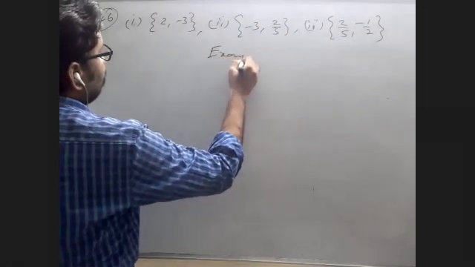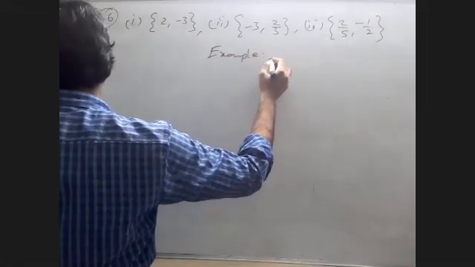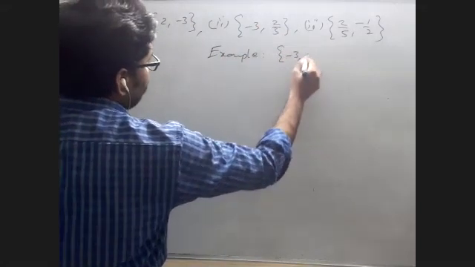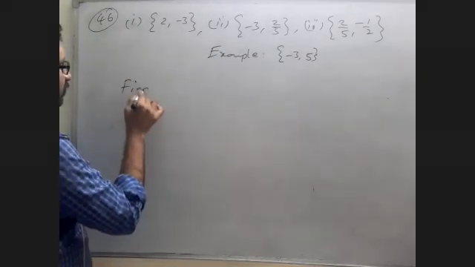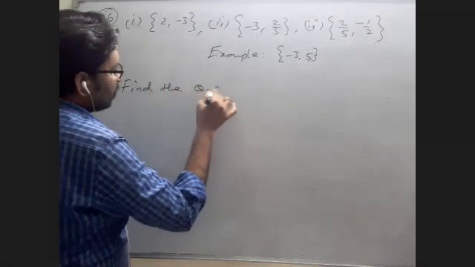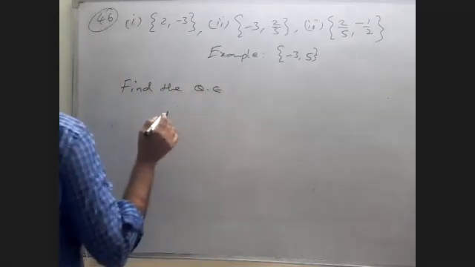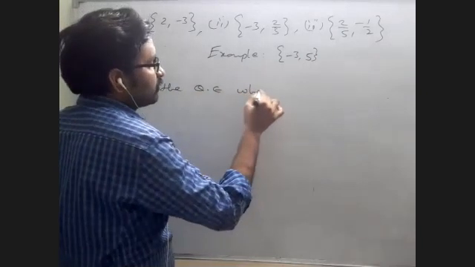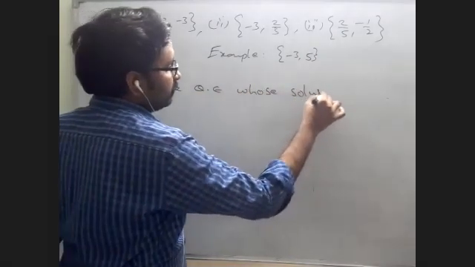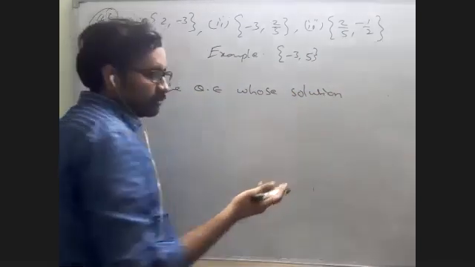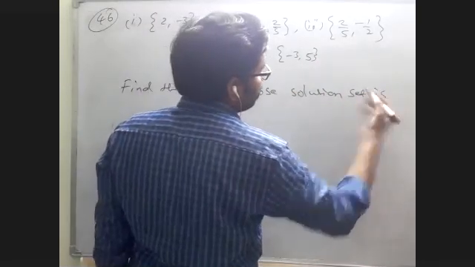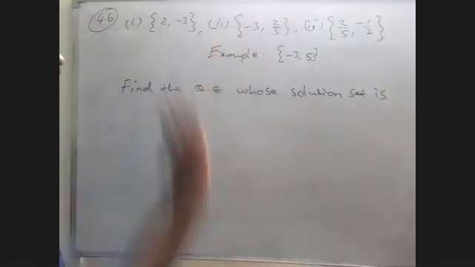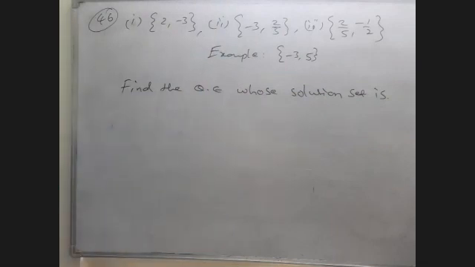For example, the roots are minus 3 and 5. The question will be given like this: find the quadratic equation whose solution set is given. Solution is nothing but roots only. So there are the first one, second one, third one, and the example. Which one do you want? Tell me which one you want.